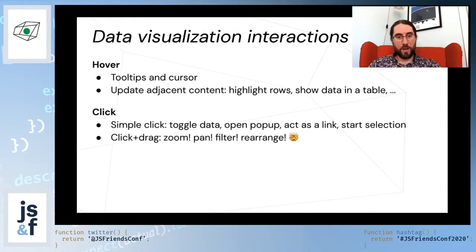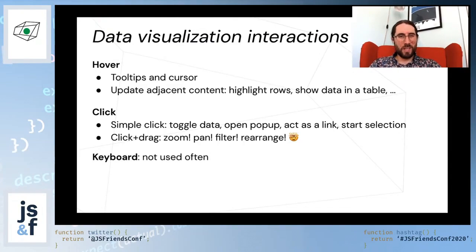There are also click interactions. That's maybe toggling lines on a chart, opening a pop-up. There might be starting a selection. Click and drag, I think, is very, very common and kind of hard to test, but I'm going to show how to test it. So zooming would be an example of that, panning to move around on a chart and all that. Filtering, rearranging things. Those are all actions that you would do with a click and drag. It can be kind of a lot.